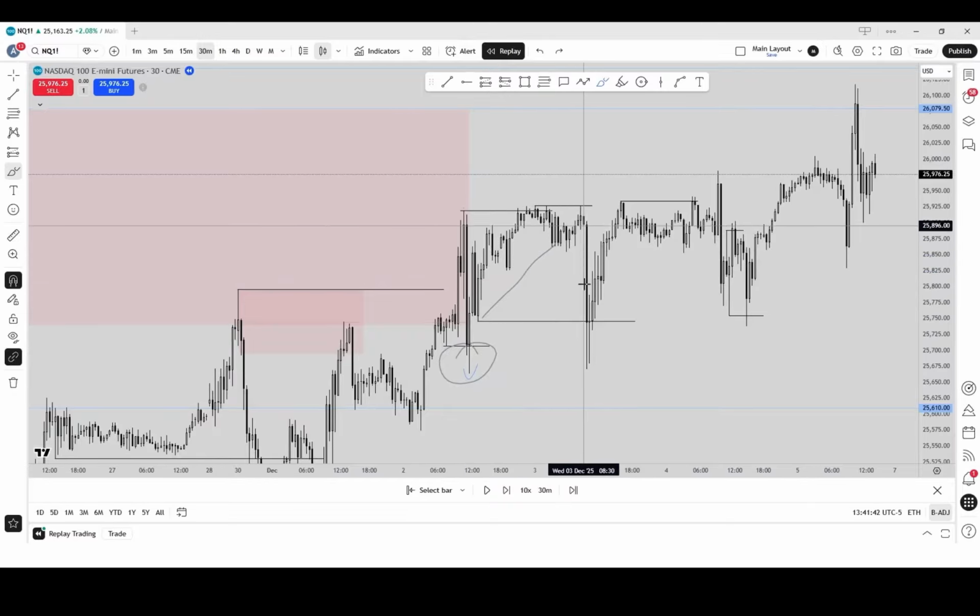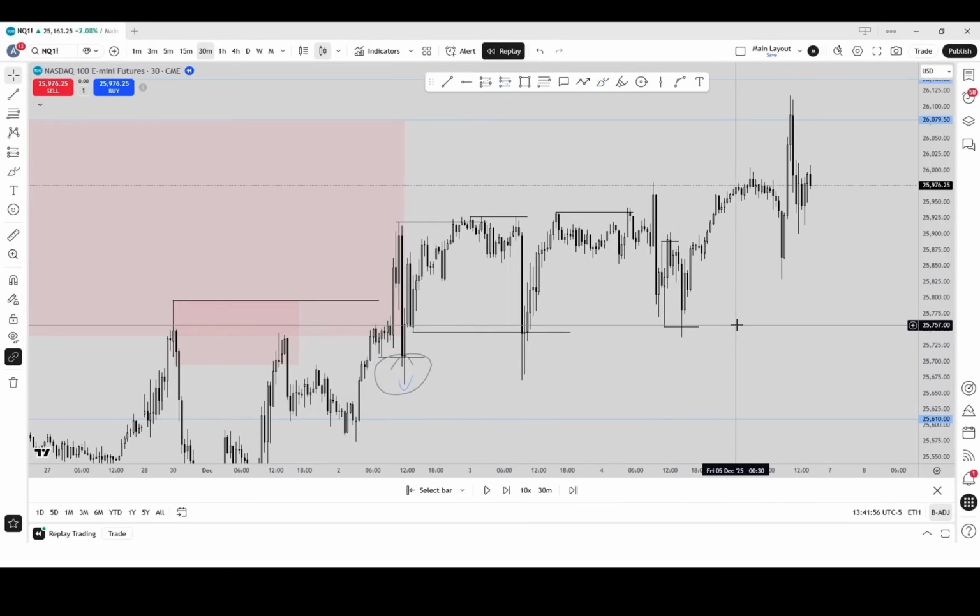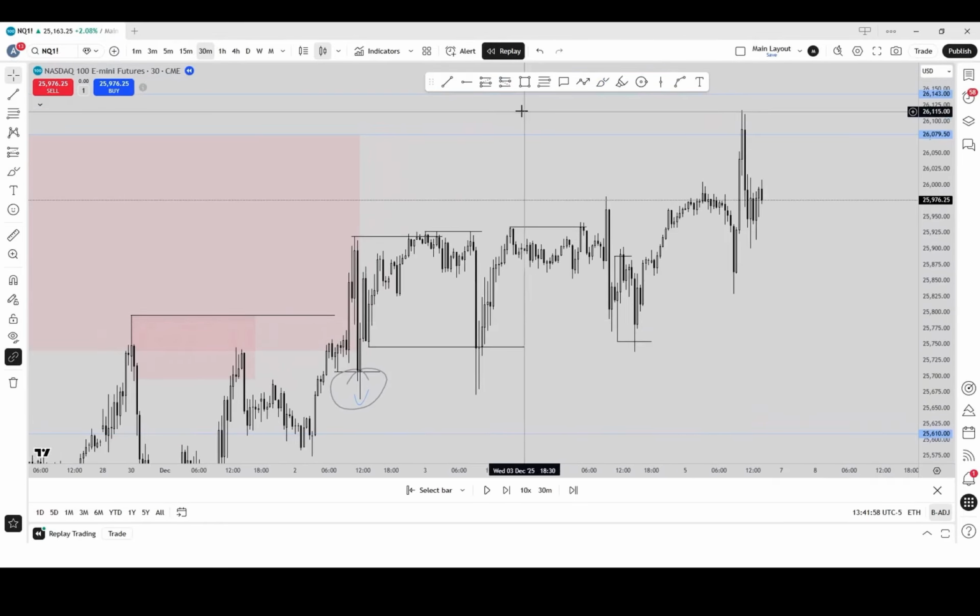All right, guys. What do you say? Last low that you have marked up, is it valid to take direct entry? Last low you have marked up. Are you talking about this one? Yes. It is possible to take a long entry there.